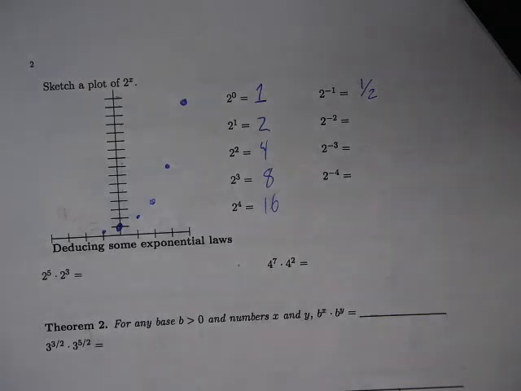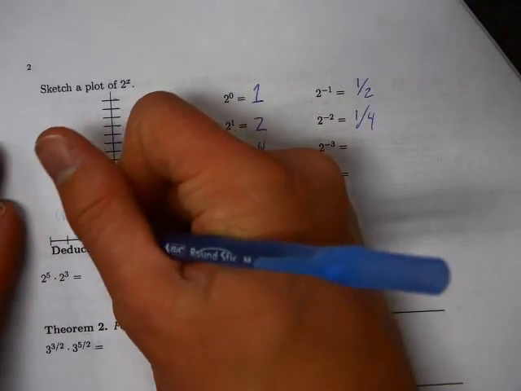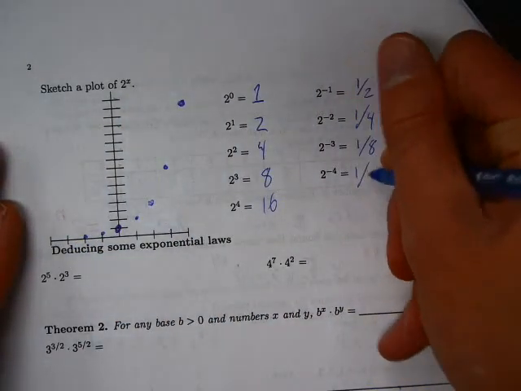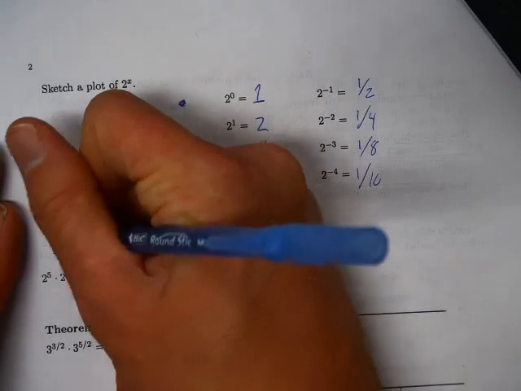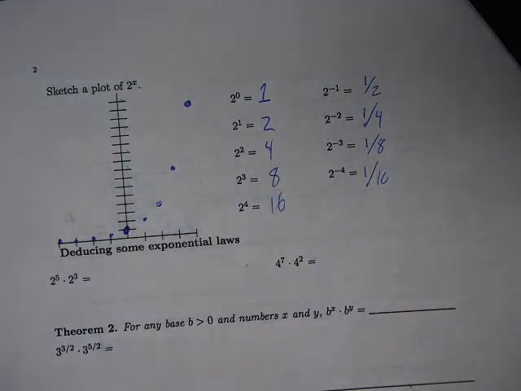What's 2 to the power negative 2? 1/4. 2 to the power negative 3 is 1/8, then 1/16. Those are getting close enough to the x-axis that I can't really tell that they're not on the x-axis at the scale that I can draw.